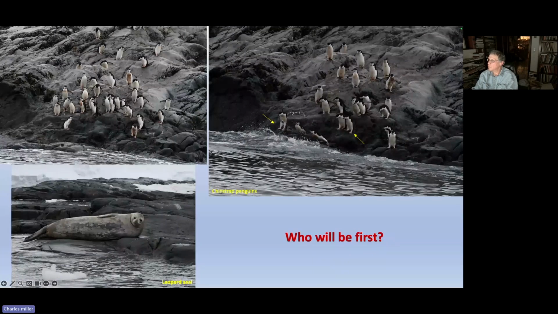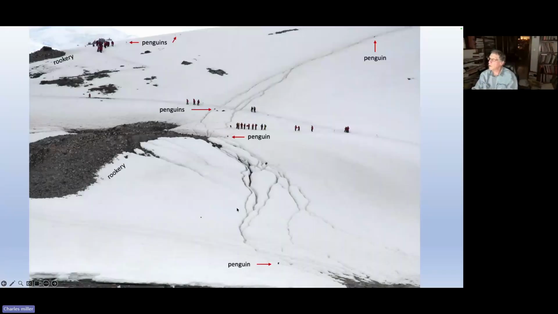Every long journey begins with the first step, and someone has to go in because they have to feed, and they're concerned because of leopard seals, which kill them. And so that's the reason for the little title, Who Will Be First? And once one goes in, then the other ones go in. And here are the pathways they make. You can see how close they are in some instances to the people. They just ignore you and continue on their trek upward.